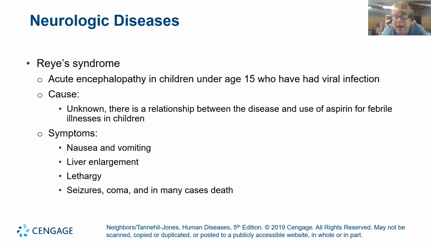But it actually came out from my generation because there was no ibuprofen for kids. And when you got sick, you got a baby aspirin. After a number of children developed this encephalopathy, they figured out that it came from young children being given aspirin. The symptoms are nausea and vomiting. The main one is liver enlargement, and lethargy in children. It can result in seizures, coma, and in many cases death if it's not treated quickly enough.